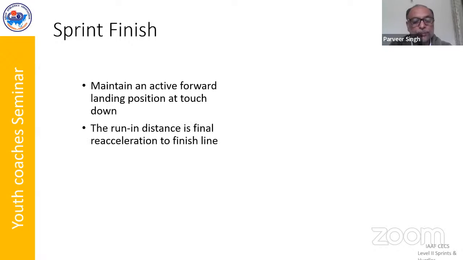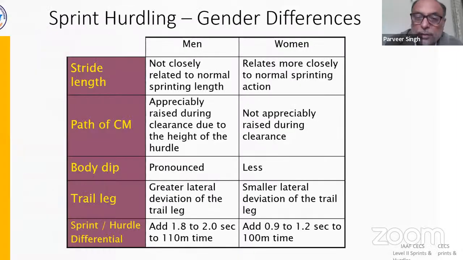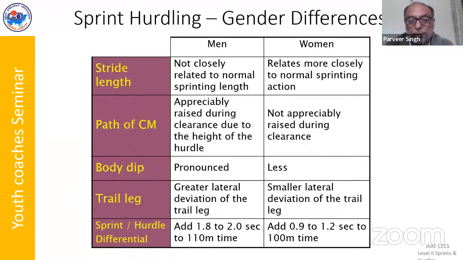The run-in distance is the final reacceleration to the finish line. So these are the technical points we discussed. There are some gender differences between men and women. You can see in this chart that the stride length in hurdling is not closely related to normal sprinting in men, whereas in women it is more closely related to the normal sprinting action.